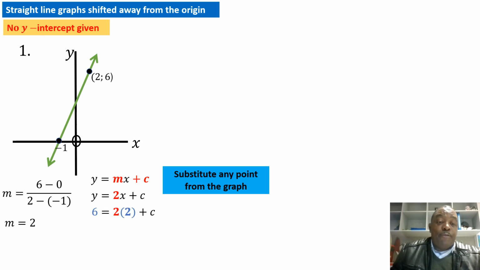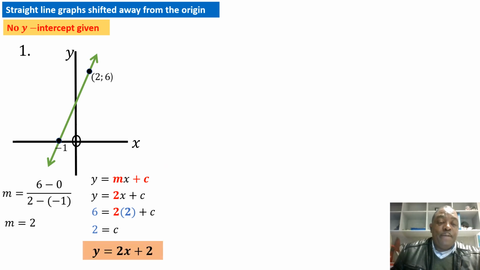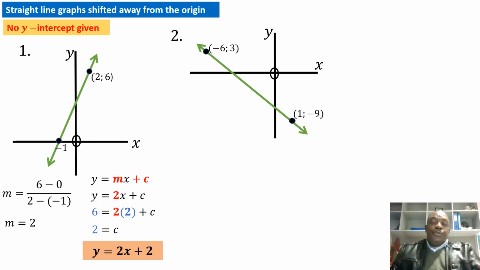So I've used the point with coordinates 2 and 6, so x is 2, y is 6. I end up with a nice equation of c plus 4 is equal to 6. Therefore c is equal to 2. Write your equation. Y is equal to 2x plus 2. Very easy. So that y-intercept we did not know, the value for c is actually 2 units, or 2. Anyway, let's go to the second example.